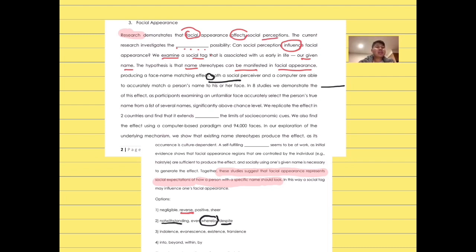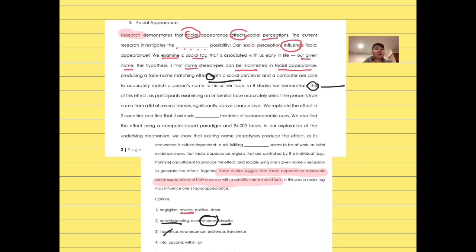Now, in A studies, we demonstrate the dash of this effect. The article the, you have to go with the noun. Let's have a look at the options here. You have indolence, evanescence, existence, and transience. Everything is noun, so no choice. Unfortunately, we have to know the meaning of each option. Indolence, what does this mean? Indolence simply means laziness, the feeling of not wanting to work, lazy behavior. So we cannot go with indolence.